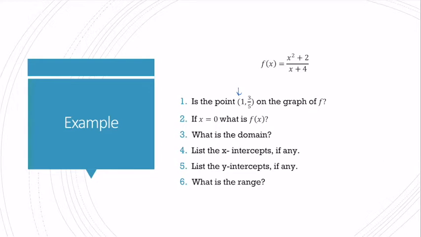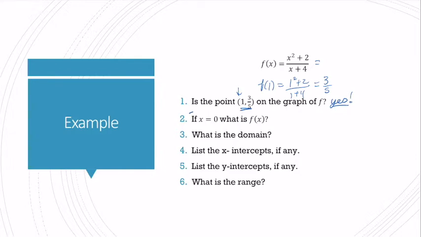So if I have f of 1, that gives me 1 squared plus 2 over 1 plus 4, which is going to give us 3 over 5. So I have that my y value is going to be 3/5. So this is true. Yes. This point is on our graph.